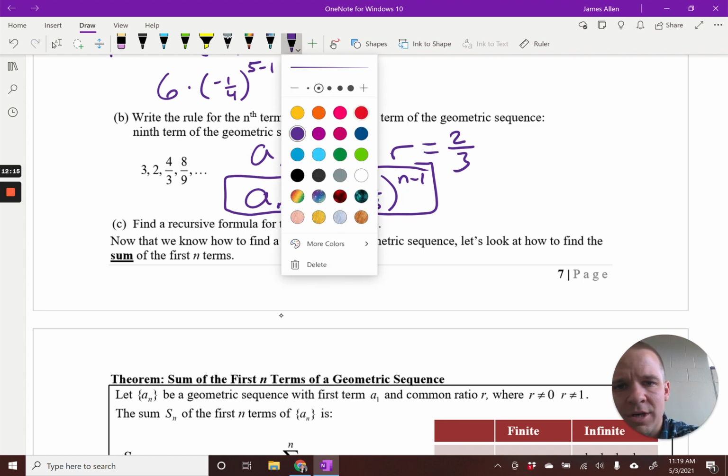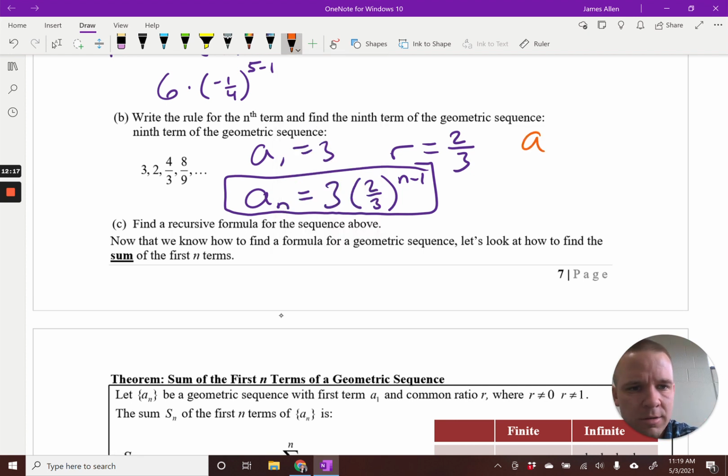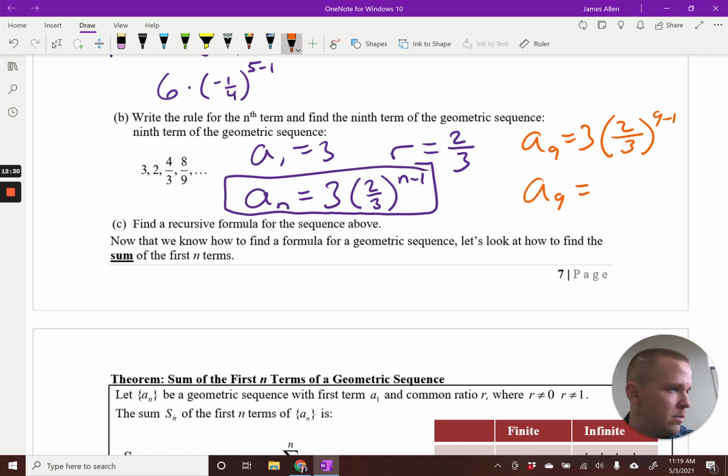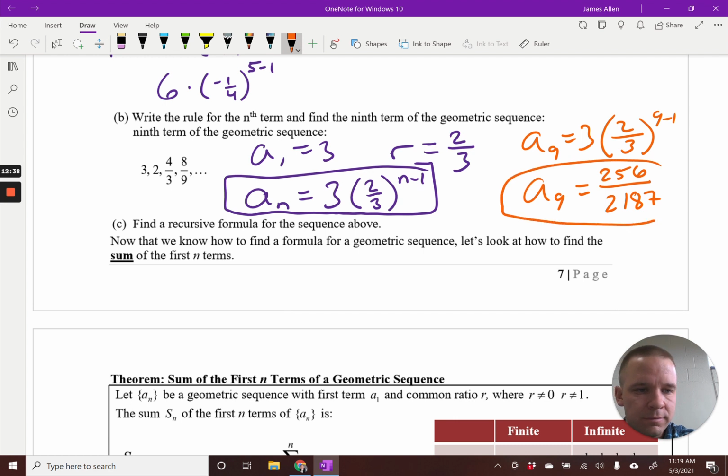So let me change colors. It's getting a little monotonous. A sub 9 is equal to 3 multiplied by 2/3 raised to the 9 minus 1. So that would end up being, I've got it jotted down, 256 divided by 2,187. I didn't do that in my head.